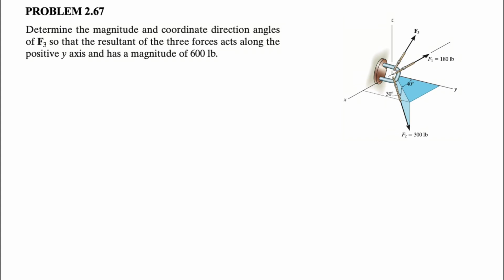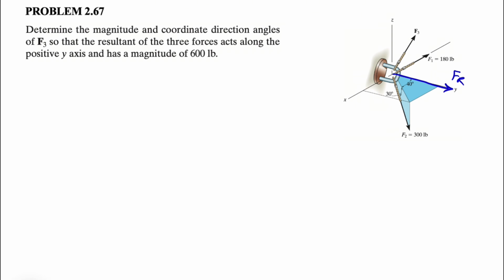We're going to be solving question 67 from the second chapter of the Hibbeler textbook, and we need to determine the magnitude and coordinate direction angles of F3. We know that the resultant of these three forces, F1, F2, and F3, is along the positive y-axis, so we can show the resultant with FR along the y-axis, which means we don't have any x and z component for FR.